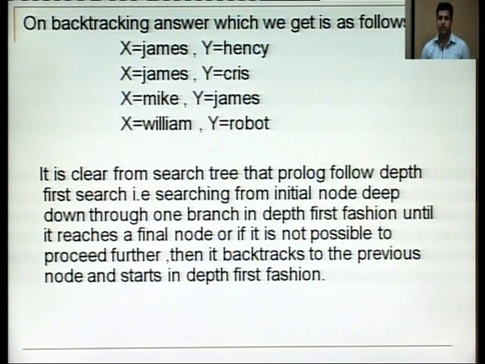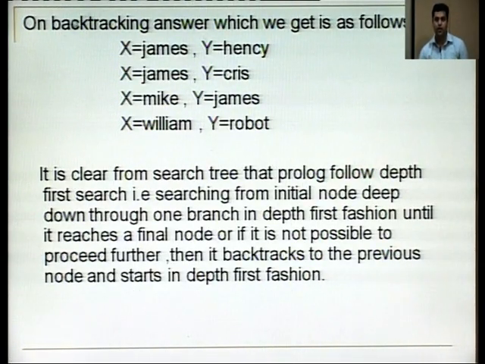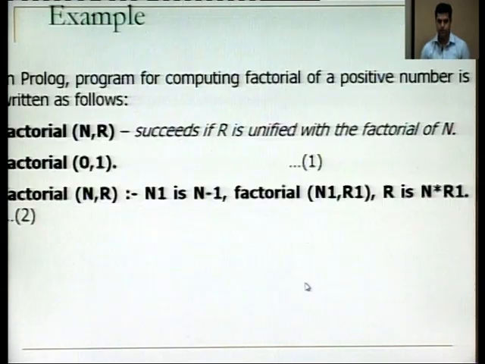On backtracking we will get these answers, and you can see first answer which came is x is equal to James and y is equal to Hensey. X is equal to James from here and y is equal to Hensey. Second answer has to be x is equal to James, y is equal to Chris, like this. Okay, so it is clear from the search tree given above that Prolog follows depth first search, that is searching from the initial node deep down through one branch in depth first fashion until it reaches the final node, or it is not possible to proceed further, then it backtracks to the previous node and then again starts in depth first fashion.